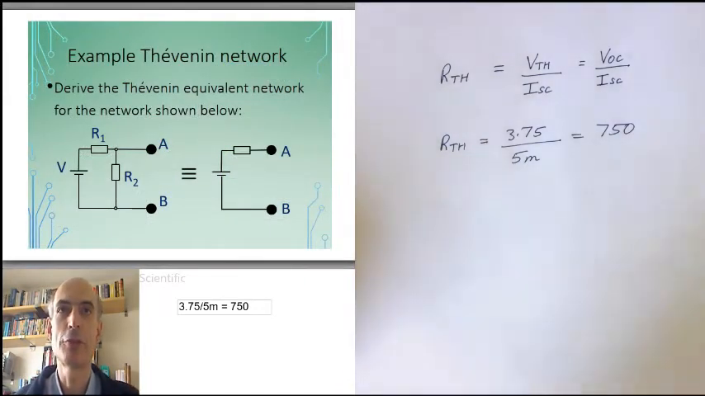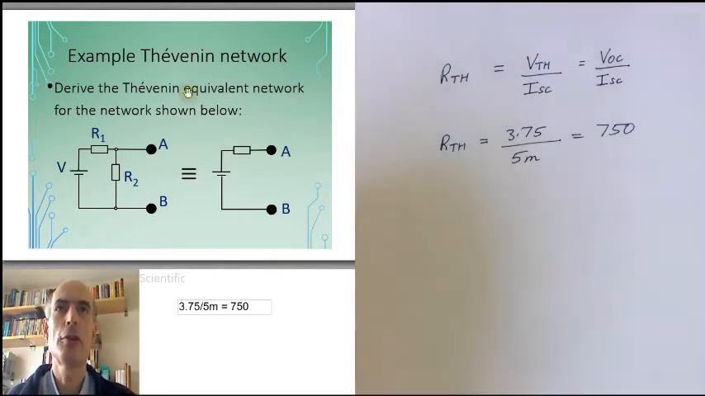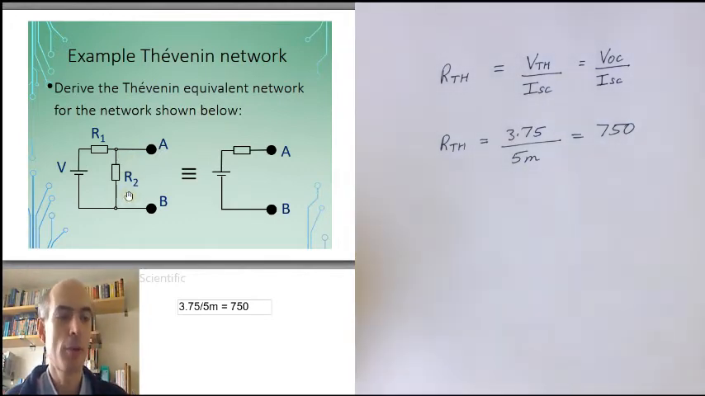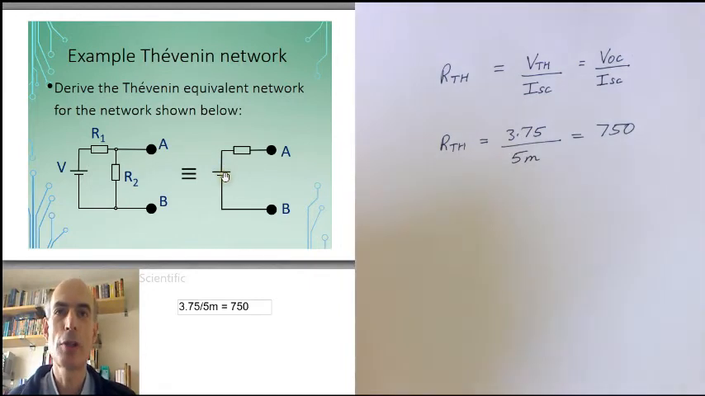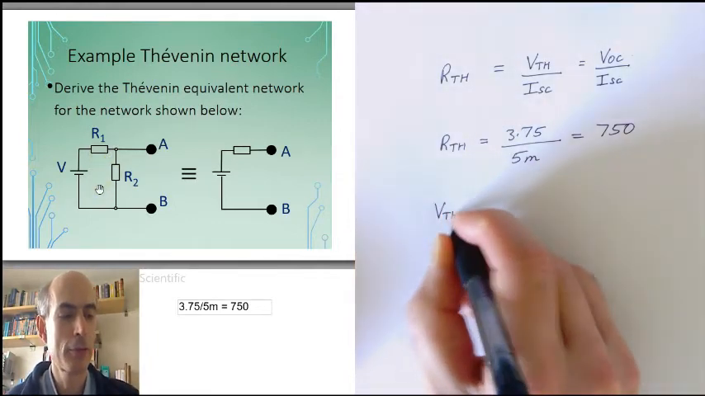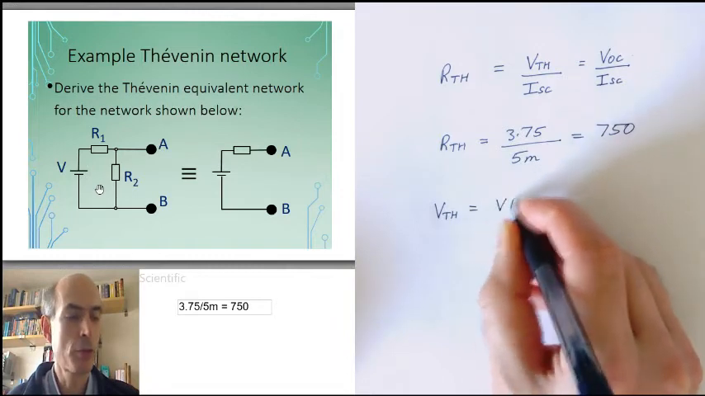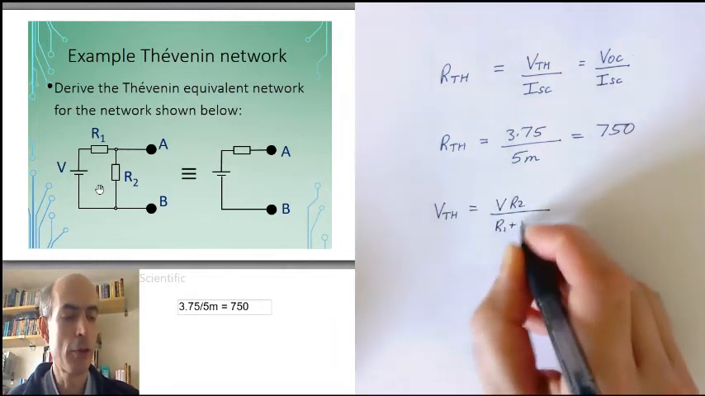I can do a simpler example, although this time using a bit of algebra. Here I've got a potential divider, and the two terminals of my two-terminal network are across the output of my potential divider. So I know immediately that the voltage source here, which will be the voltage between A and B when there's nothing connected to them, the open circuit voltage, is just the output voltage of this potential divider. So my Thevenin equivalent voltage would just be V times R2 over R1 plus R2.